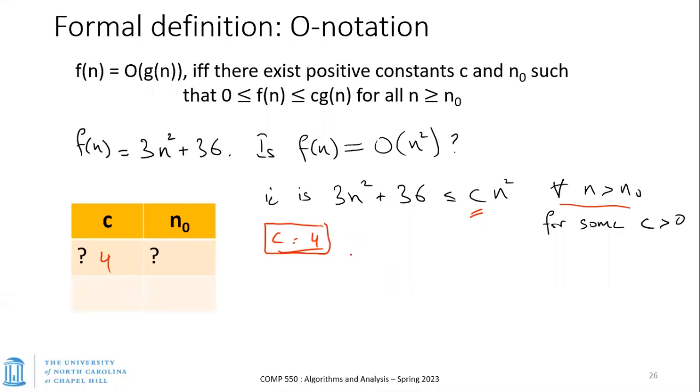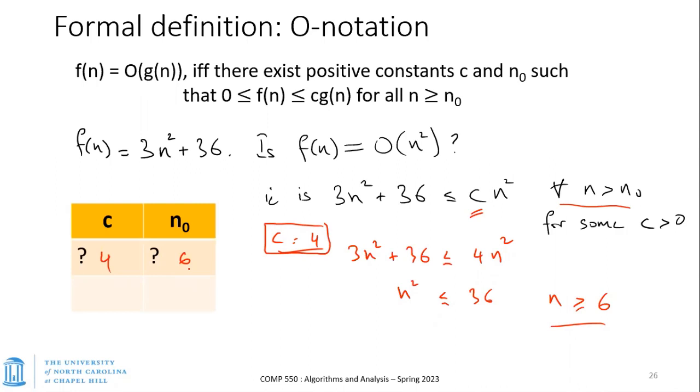Well, hopefully it shouldn't be too difficult. All we need to do is set 3n squared plus 36 is less than or equal to 4n squared. All right, so clearly n squared is greater than or equal to 36. And so n is going to be greater than or equal to the square root of 36, which is 6. All right, so hopefully people can follow that. So one possible combination of c and n naught could be c is equal to 4 and n naught is equal to 6. Okay, so that condition would hopefully work.